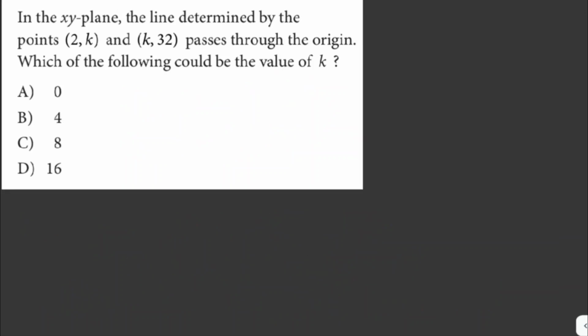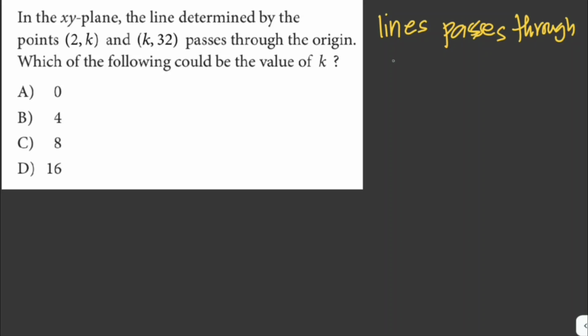Let's solve another problem here. In the xy-plane, the line determined by the points (2, k) and (k, 32) passes through the origin. Which of the following could be the value of k? It says here that the line passes through the origin.